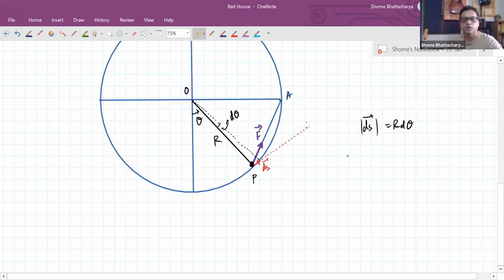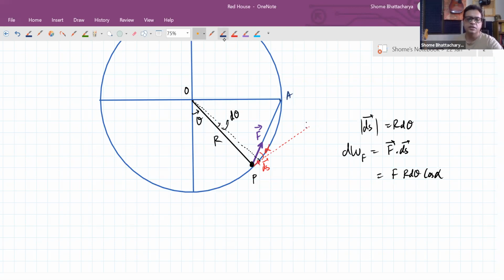Okay. So the work done by this force, the differential work done in that time will be F dot ds. So that will become F into R d theta into cos of this angle now. So I'm calling this angle alpha in my diagram, this angle over here. Okay. So as you can see, this angle will be a function of theta. So how it will be a function of theta is that, this is going to be an isosceles triangle. Okay. So this angle is equal to this angle.